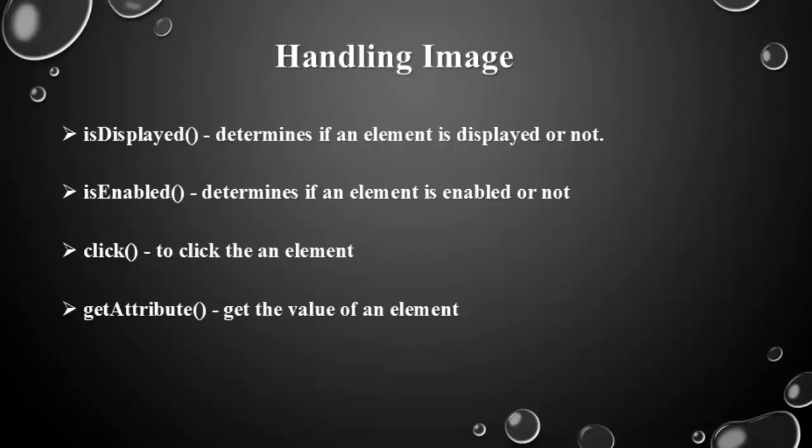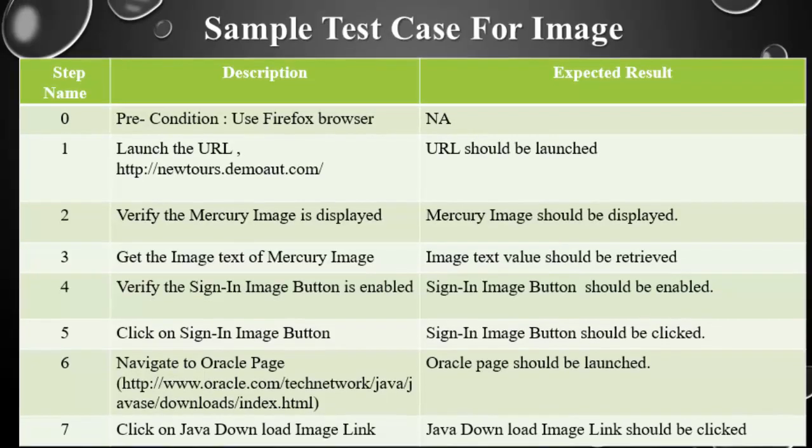Then we have four important methods: isDisplayed, isEnabled, click, and the fourth one is getAttribute, which is used to get the value of an element. And this is a sample end-to-end test case.